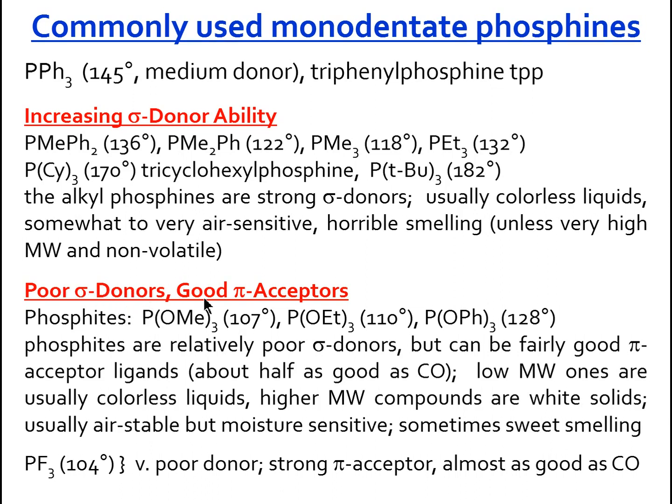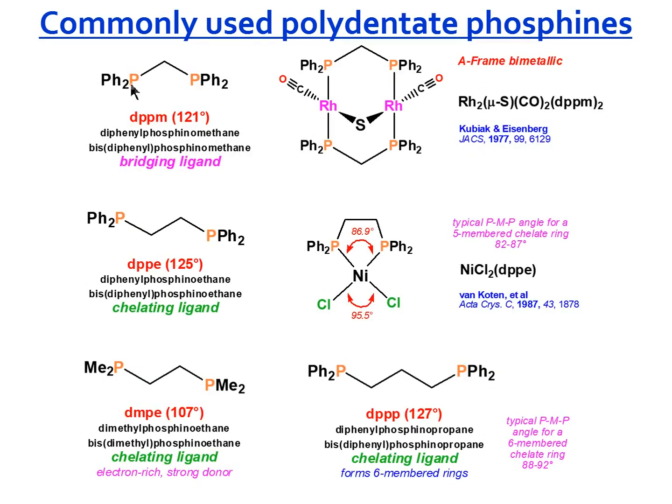The poor sigma donors, the good pi acceptors, are like P-O-methyl-3, P-O-ethyl-3, and P-O-phenyl-3. Remember that PF3 is the weakest donor ligand in the phosphine family and the strongest pi acceptor. Here are the structures of some polydentate phosphines. In general, polydentate phosphines are good sigma donors, and when they are bound to the metal center, the bond is always stable.